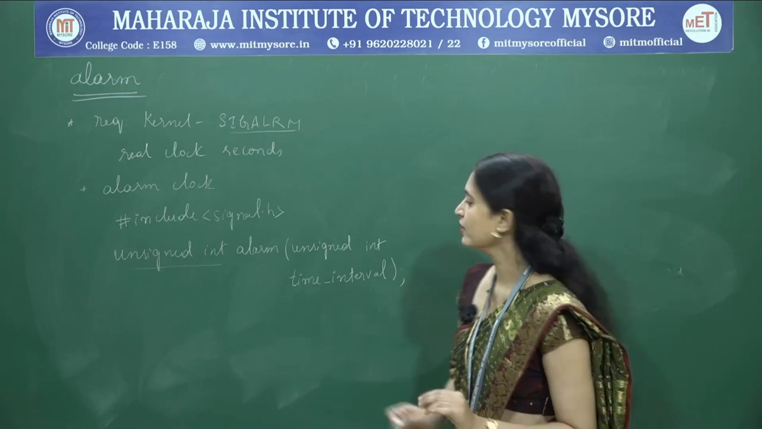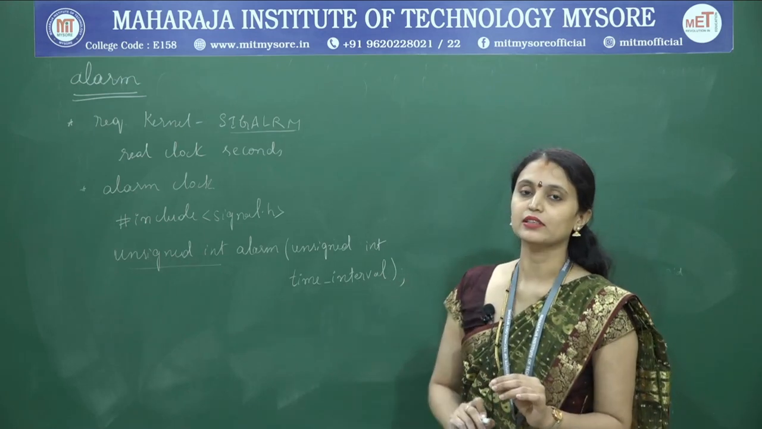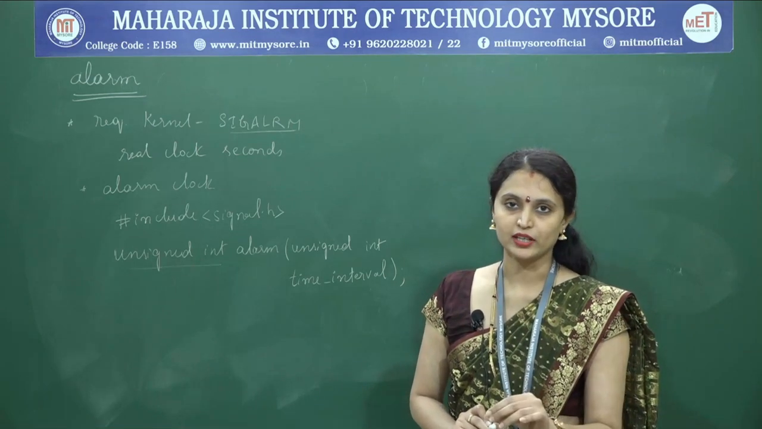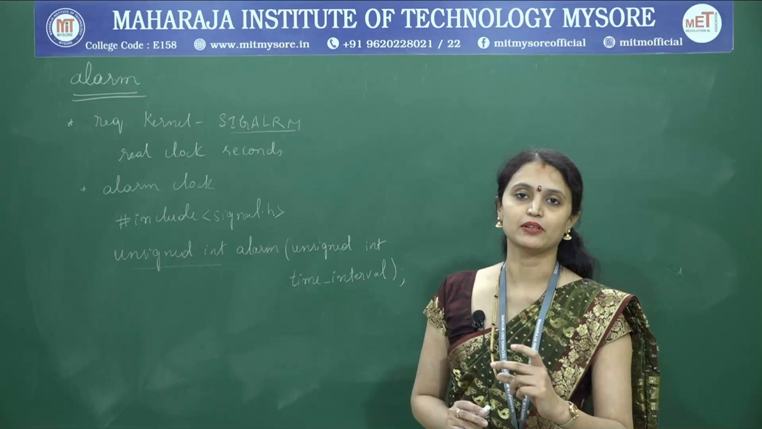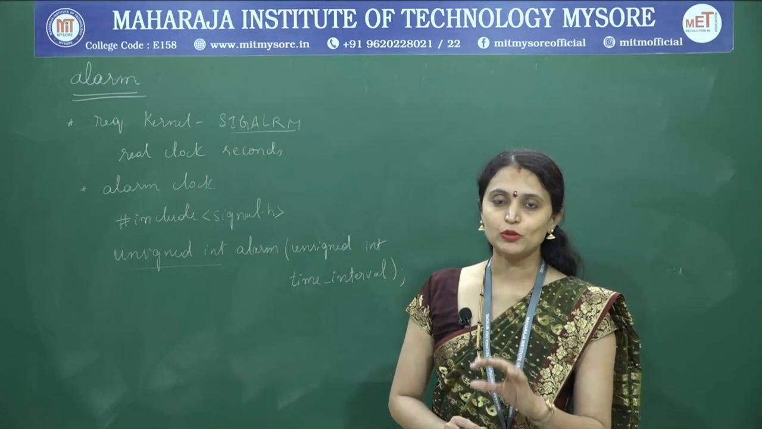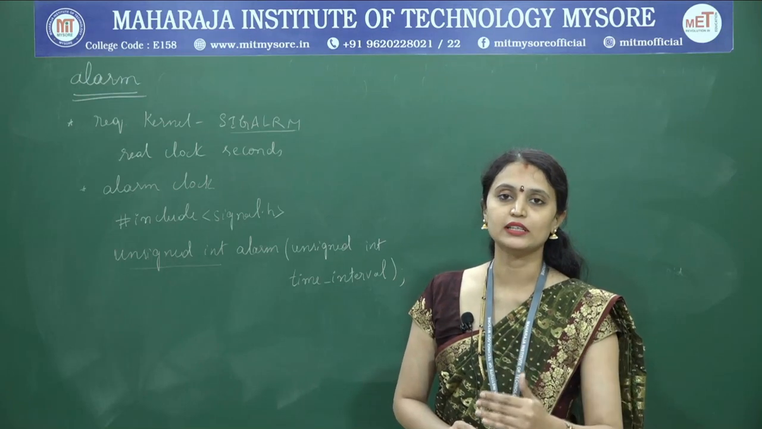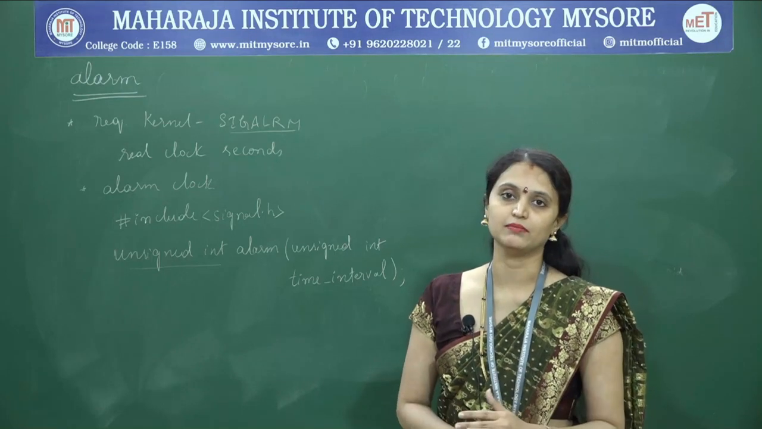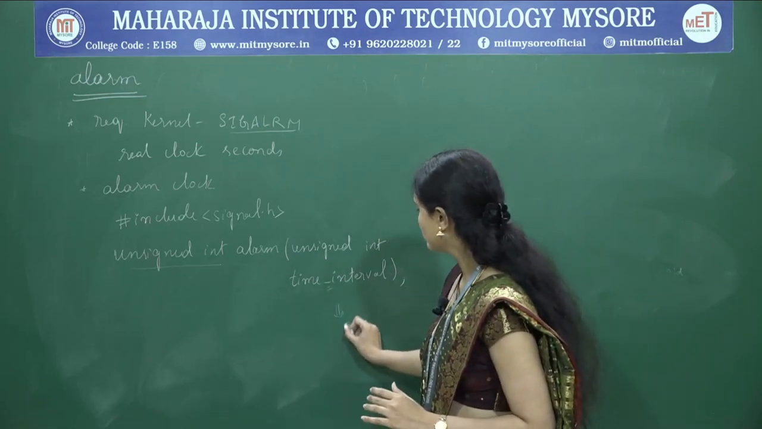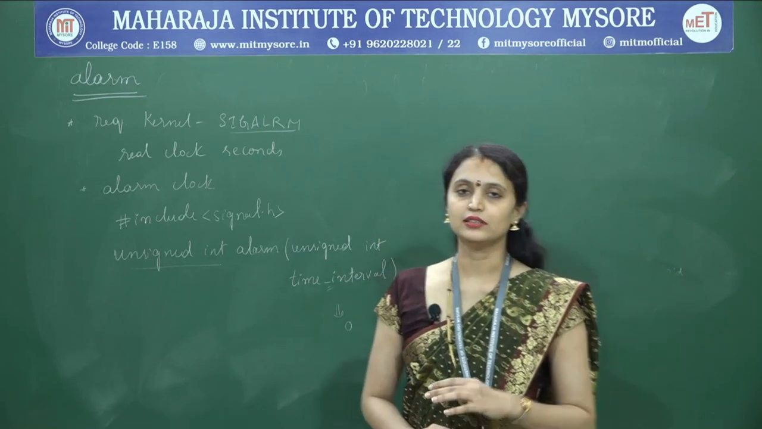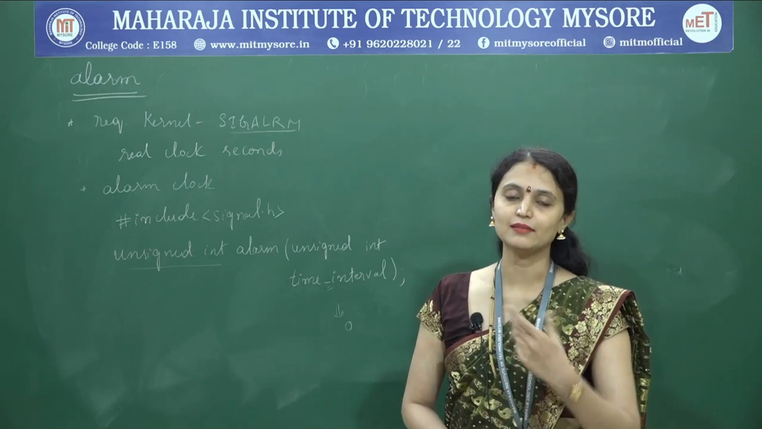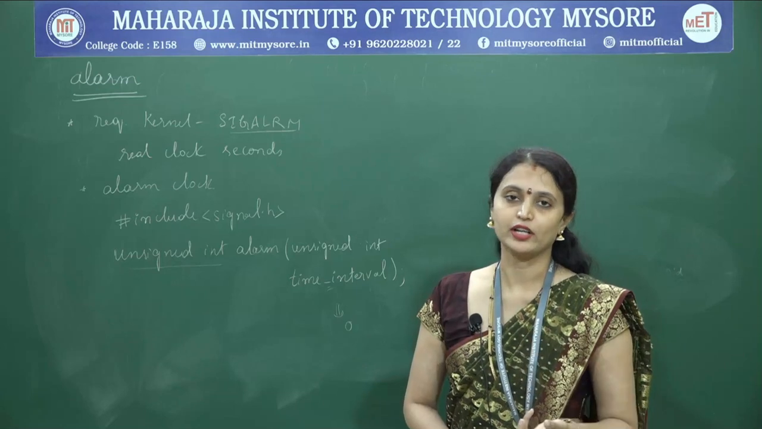I will repeat once again. The argument is nothing but the number of CPU elapsed seconds that is set in the timer, whereas the return type is the CPU seconds left over in the timer for the alarm. Here, if the time interval is 0, then the alarm will be reset to 0, which means the alarm signal will not be generated.